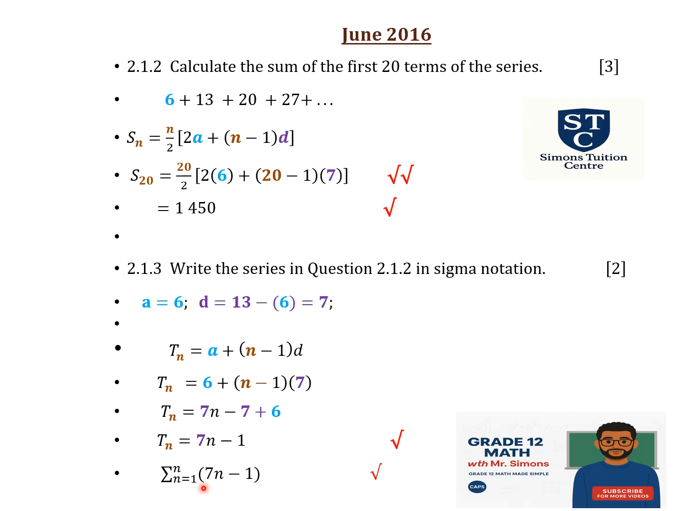It starts at term 1. So if I put 1 in there, 7 times 1 is 7, minus 1 gives me 6, which is my first term. And it goes all the way to the nth term. In this case, I could have gone to the 20th term. So there instead of writing n, I could write 20, right?